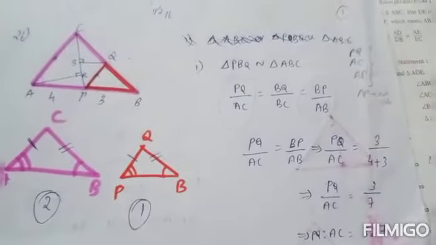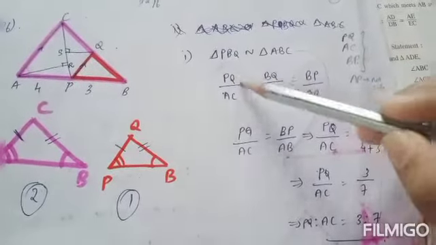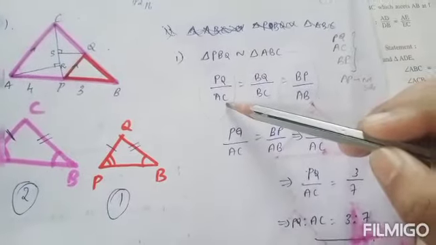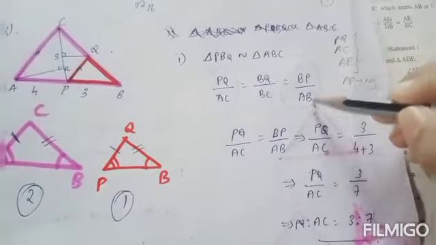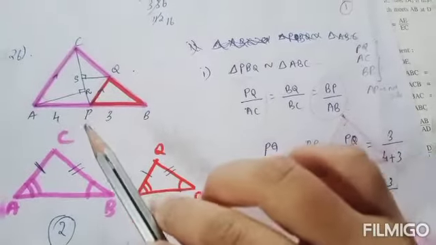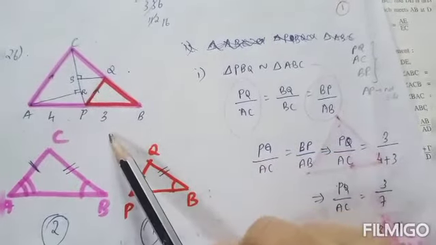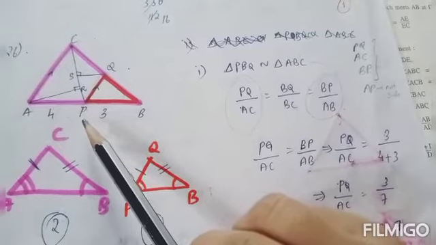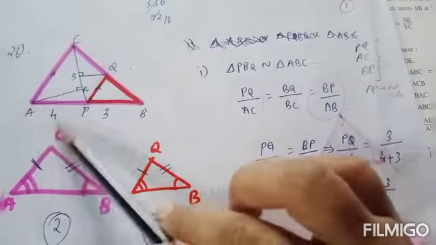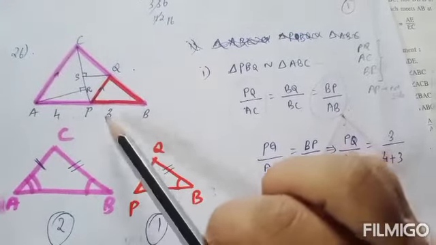Now here, what is given? PQ by AC, this ratio you need to find. Ratio of PQ by AC you need to find. Given BP is to AB. Okay. In the question it is given AP is to PB is 4 is to 3. But from this you can find AB. That is 4 plus 3. This full length will be 4 plus 3, 7. Okay, BP it is given 3.